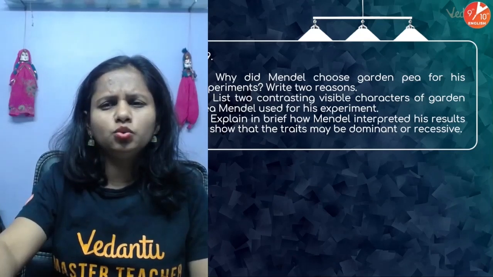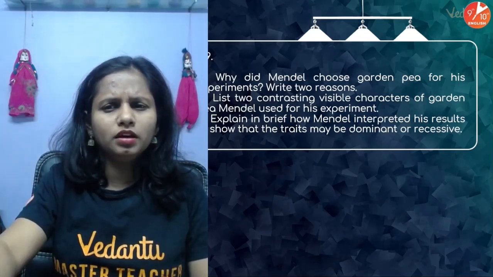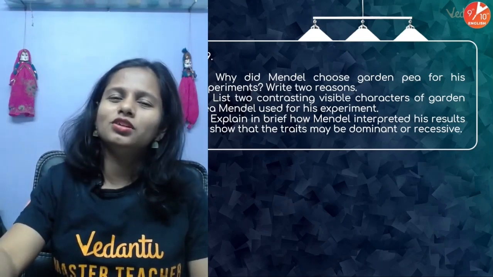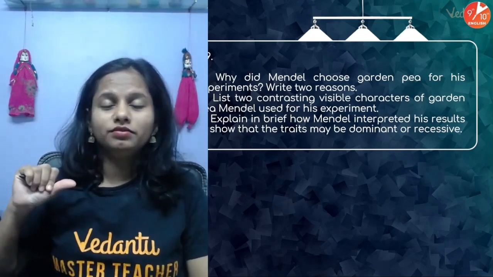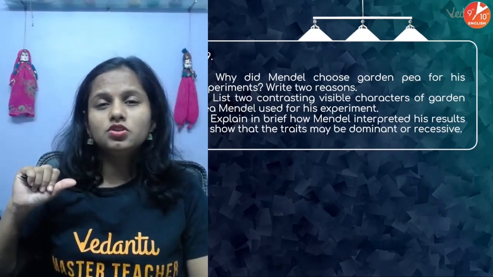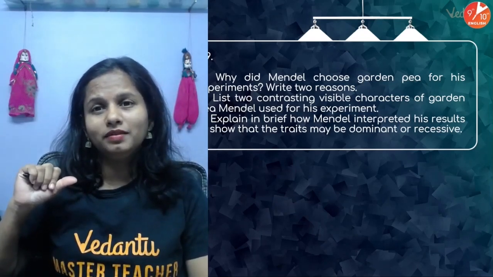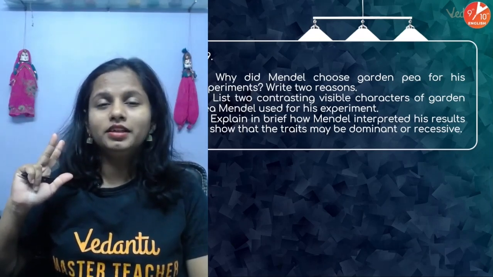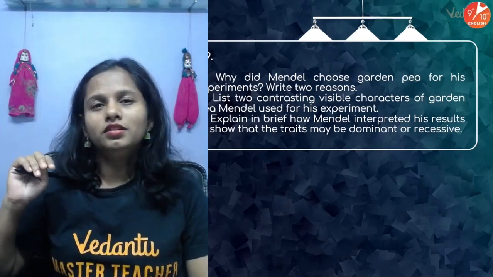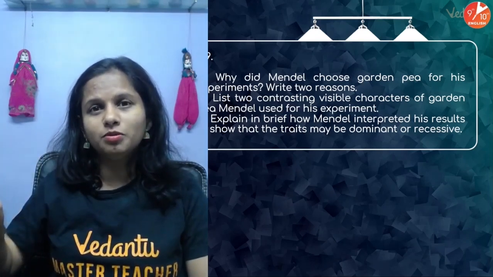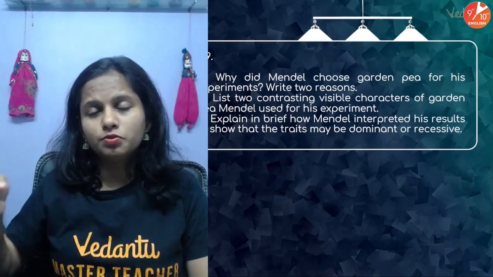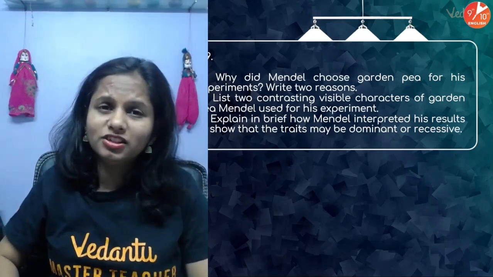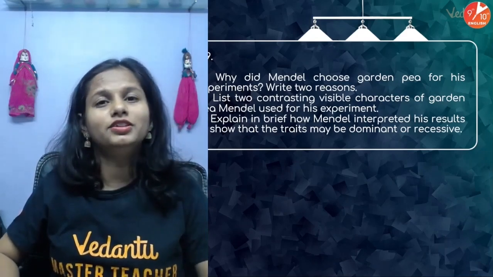Why did Mendel choose garden pea plants for his experiments? There are so many reasons. One and the most important, he saw 7 pairs of contrasting characters in a pea plant. They were easily available. It has a shorter life cycle and it reproduces in large numbers. Self and cross pollination is possible, and therefore hybridization was possible. And as it reproduces in large numbers and has a shorter life cycle, data validation was possible.